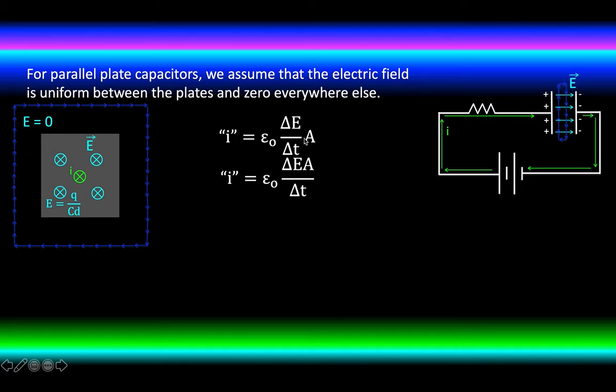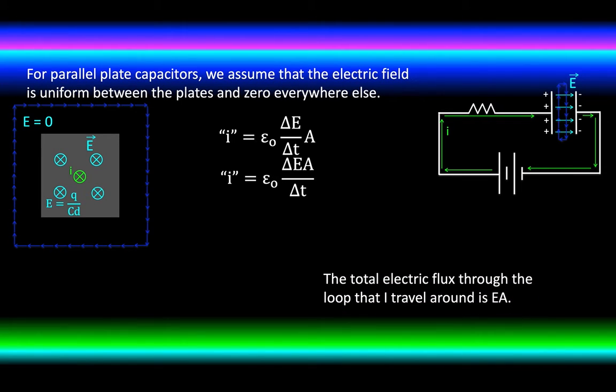Now, A is just the surface area of the capacitor plates. If I want, I could bring A up here in the numerator. A is a constant, so it's not going to change anything if it's in the numerator or not. And if I write this quote-unquote I as epsilon naught delta EA over delta T, well, E times A is the electric flux over my loop. So the total electric flux over the loop that I travel around is E times A. And so this term here is the rate at which the electric flux is growing.